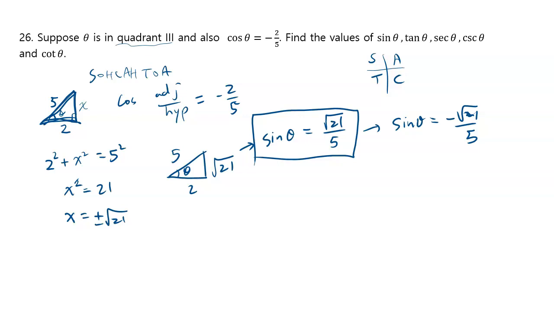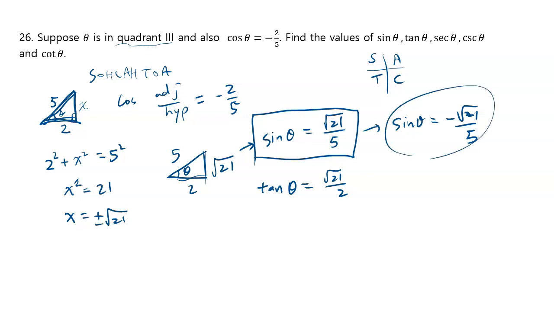And the nice thing about this method is your tangent is now slightly easier than before, because tangent is opposite over adjacent, so it's simply square root of 21 over 2. So you don't have to deal with complex fractions. And remember, tangent is positive, so we leave it as this.